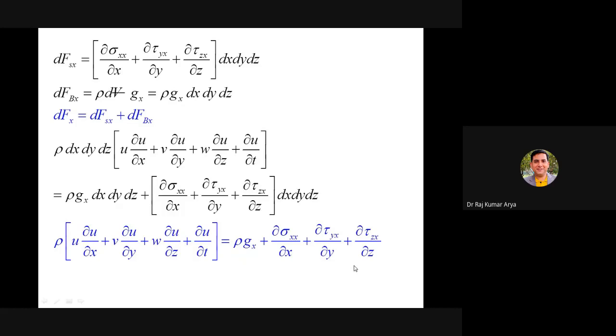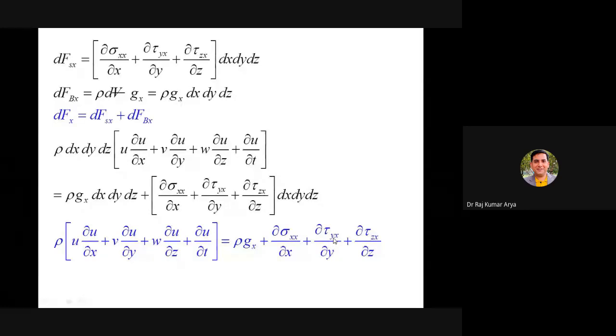Same way we can write for direction y. If you want to write for direction y, this particular term here, this u would change to v. Here also it will change to v. Here it will change to v. Here also it will change to v. This gx would change to gy. Here this last coordinate would change to y, so you will have xy here. Here you have yy. So now the coordinates would become the same.